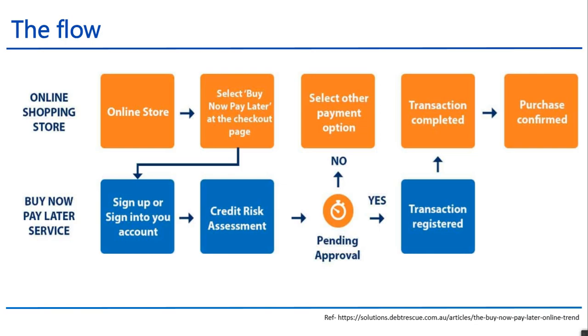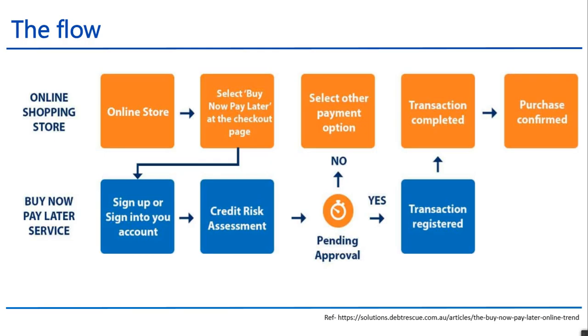So first of all, let us see how a transaction happens. A typical BNPL transaction flow is like this. Let's assume that a customer has gone to an online shopping store, could be eBay, could be Amazon, could be any other e-commerce company in your own country. They say, okay, I want to purchase something of say $100, but I don't want to use my debit card or credit card. Let me choose an option called buy now, pay later.